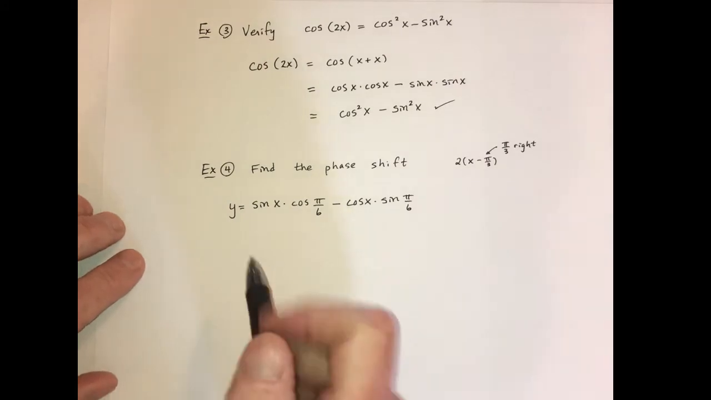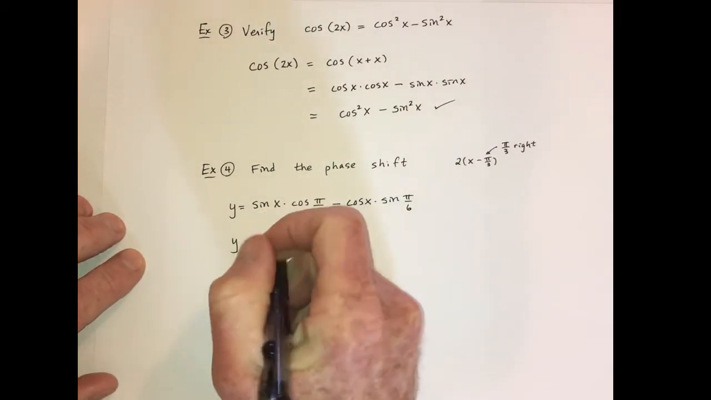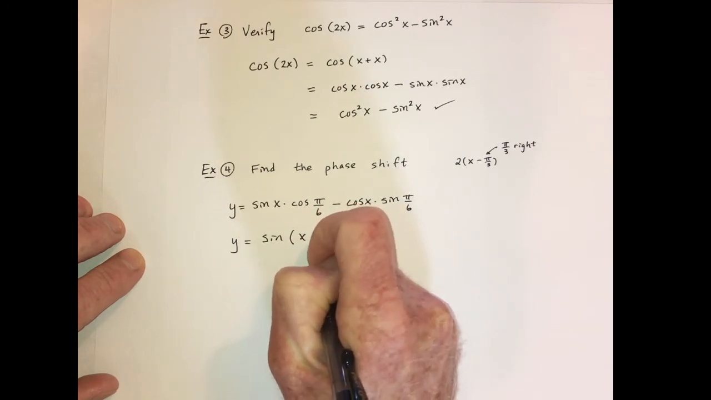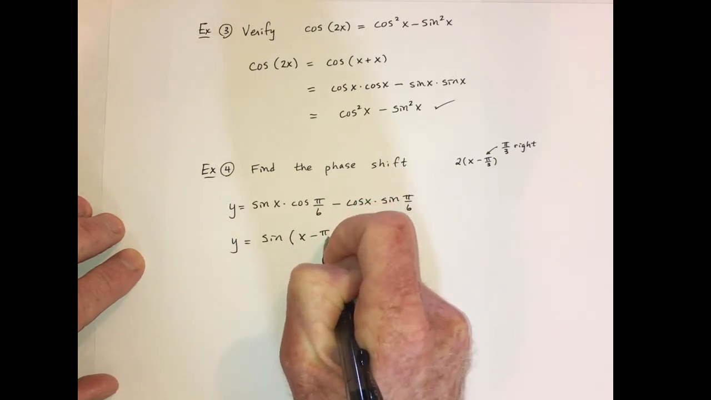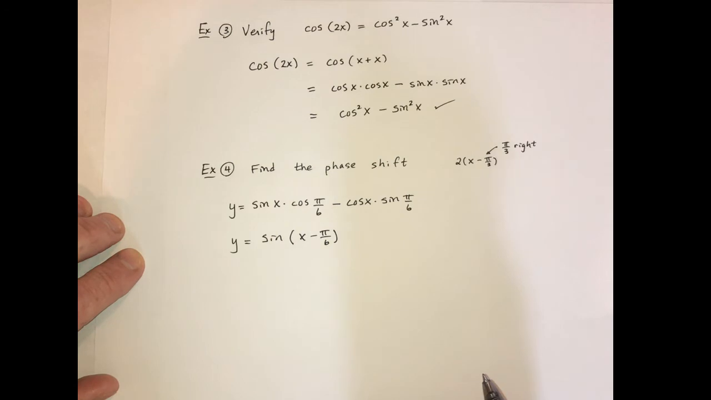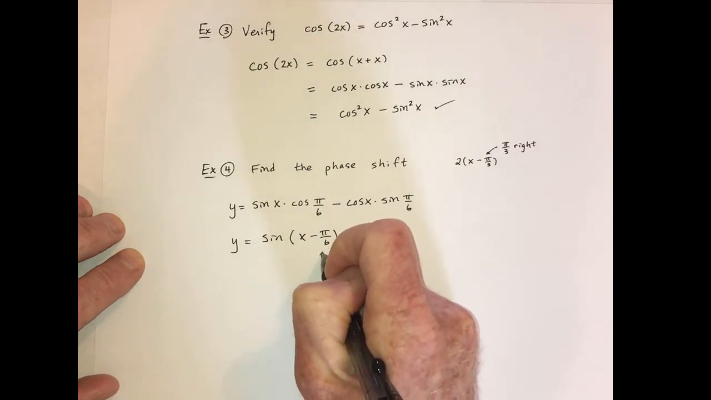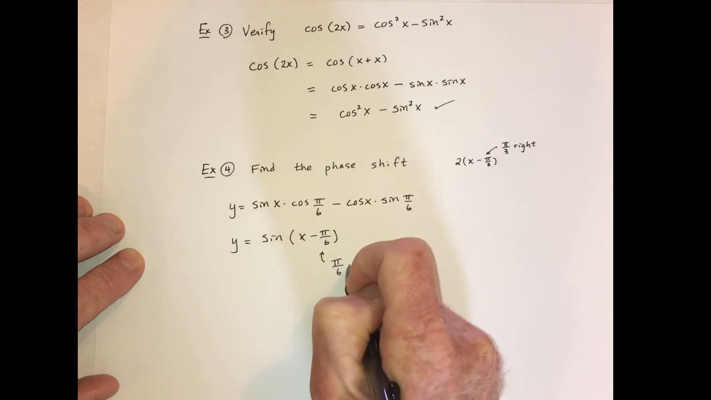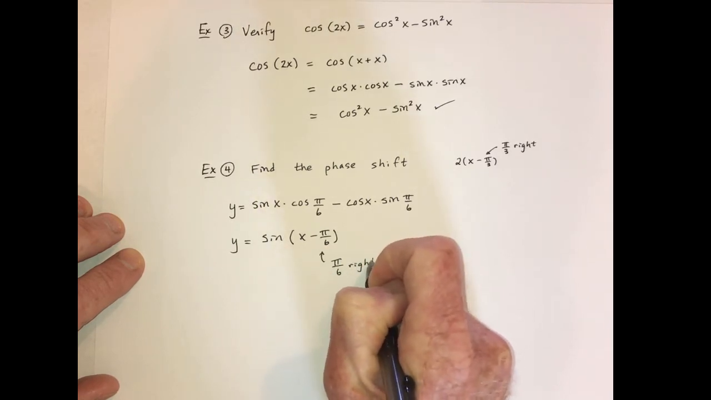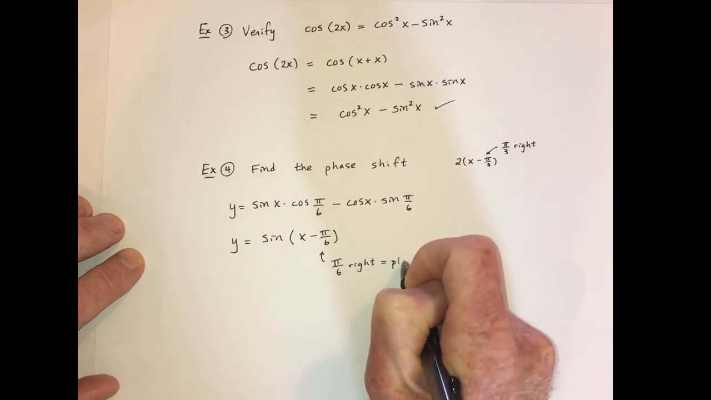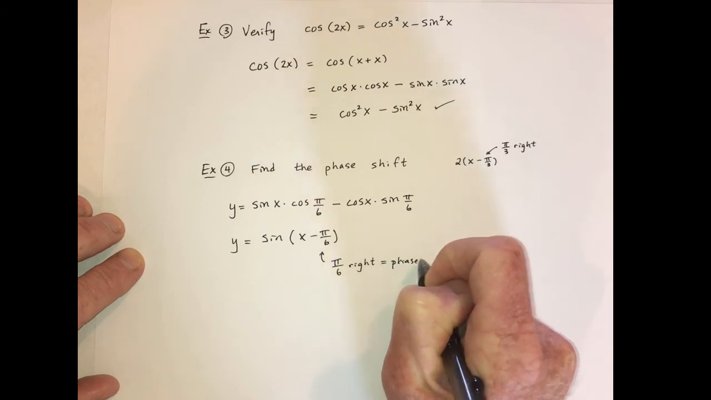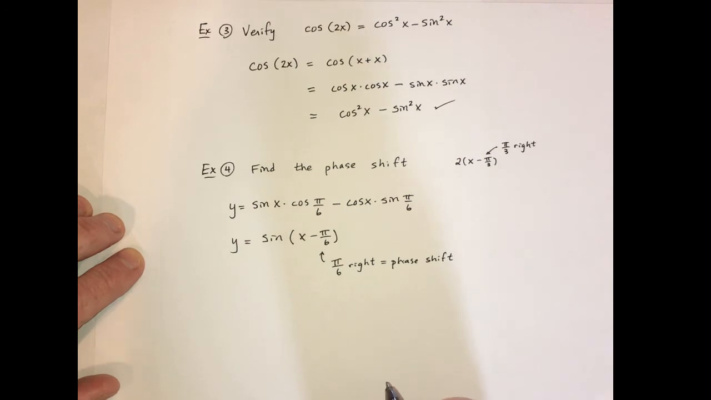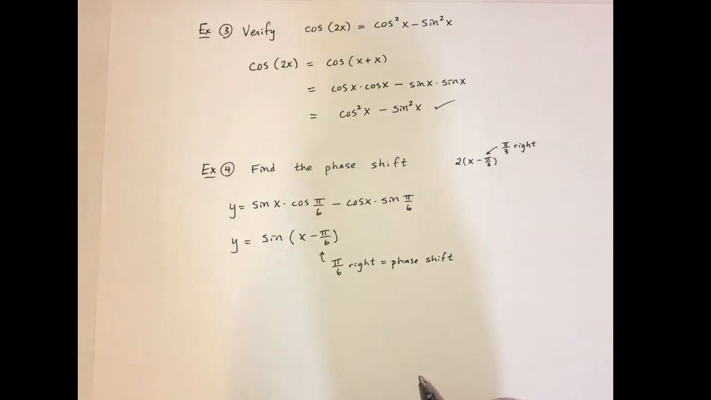So using that identity, this is equal to sine of a minus b, but in here it's not a and b, it's x and pi over 6. And so that means that this got shifted pi over 6 to the right, and that is the phase shift. All right, so that's number 4.